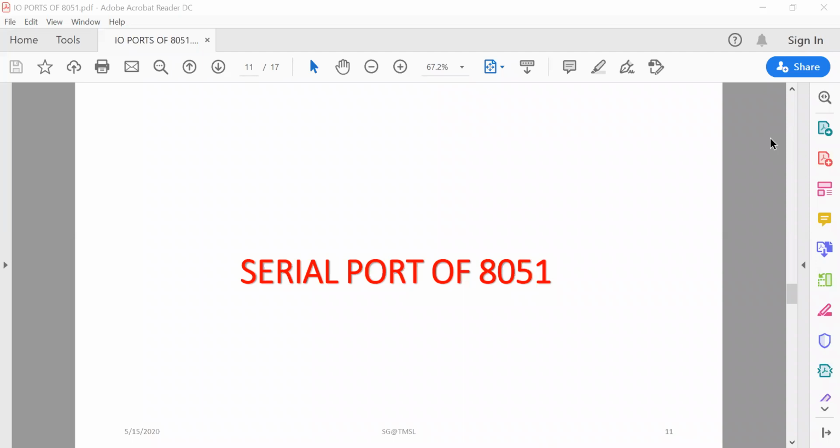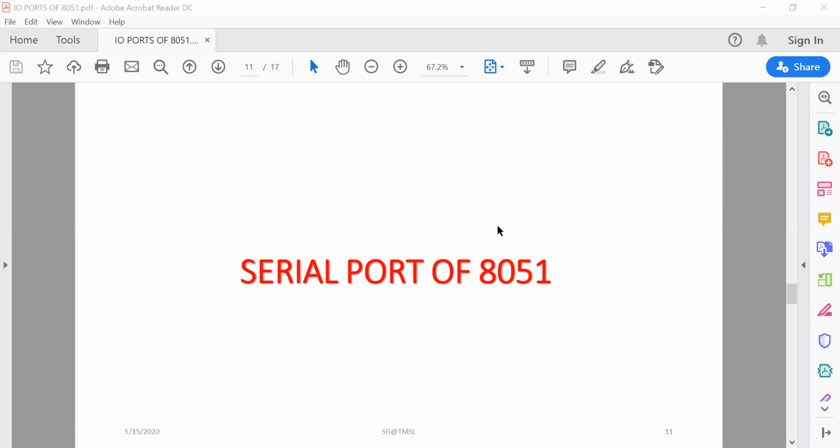Anyone? Okay. So move on to the next topic, which is serial communication. For serial communication, we have a port which is called the serial IO port. All of you know about the serial communication techniques, hope so.